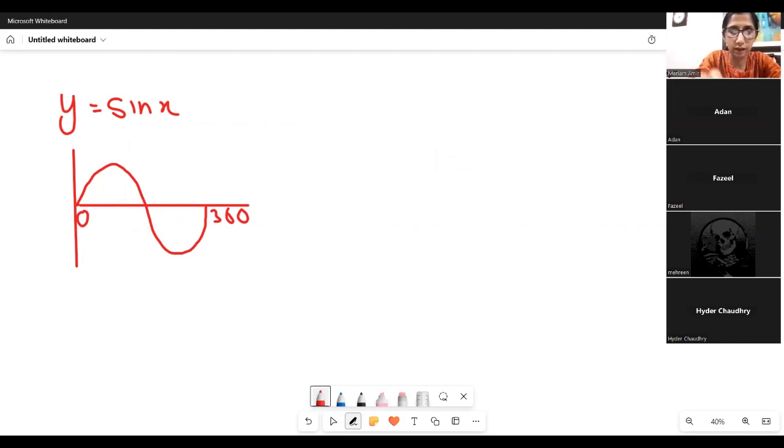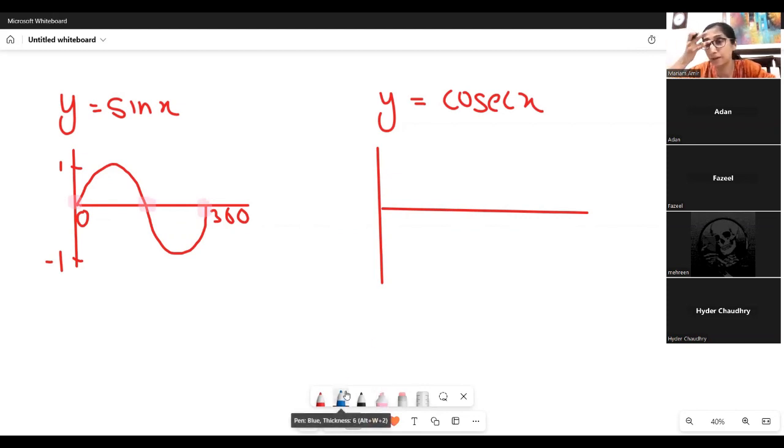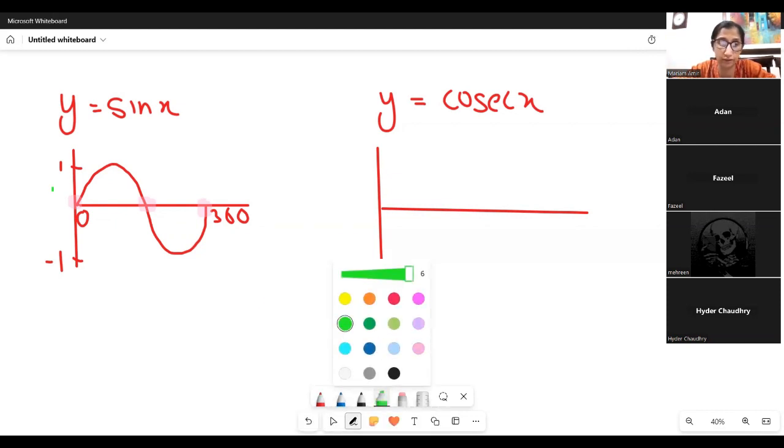Now let's discuss the graph for its reciprocal function, which is cosecant x. Also, the maximum value here was 1 and the minimum value here was minus 1. Since we're going to be taking the reciprocal of every value of the original curve, tell me, what is the reciprocal of 0? Infinity. Infinite, yes, exactly. And infinite we cannot represent on a graph. So instead what we'll do is draw asymptotes here.